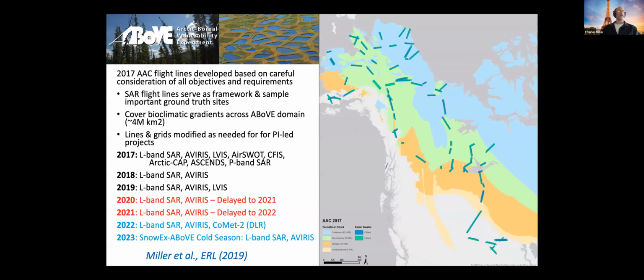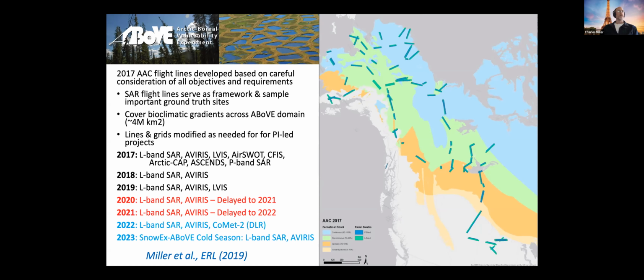Campaigns to date have been in 2017, 18, and 19. There were quite a few sensors deployed in 2017. These include the L-band SAR, AVIRIS, LVIS, AirSWOT, CFIS, which is solar-induced chlorophyll fluorescence, Arctic CAP, which is carbon dioxide, methane, and carbon monoxide in situ measurements in the atmosphere, and CARBON is methane and CO2 remote sensing LIDAR. We also had P-band SAR.